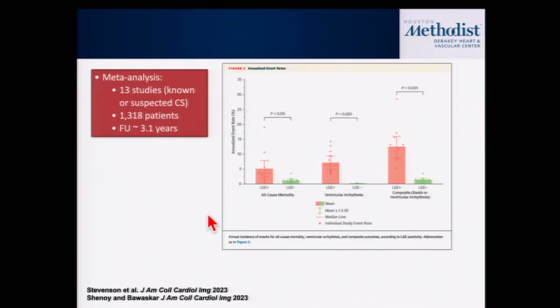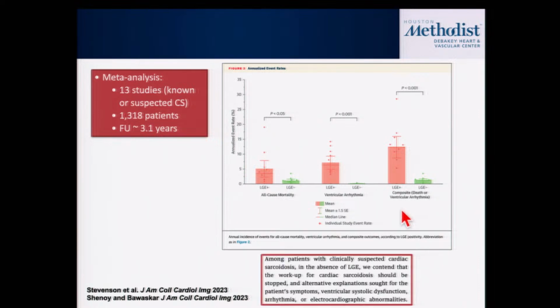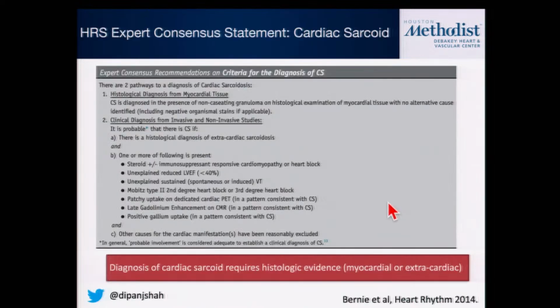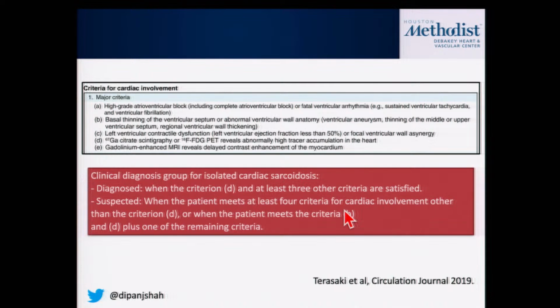And then this now is a meta-analysis that looked at a series of 13 different studies, again looking at patients with, in this case, known or suspected cardiac sarcoidosis, showing in fact that the presence of LGE is associated with a worse all-cause mortality, with an increased risk of ventricular arrhythmias, and an increased risk of a composite of death or ventricular arrhythmias. Let me skip past this here in the interest of time.